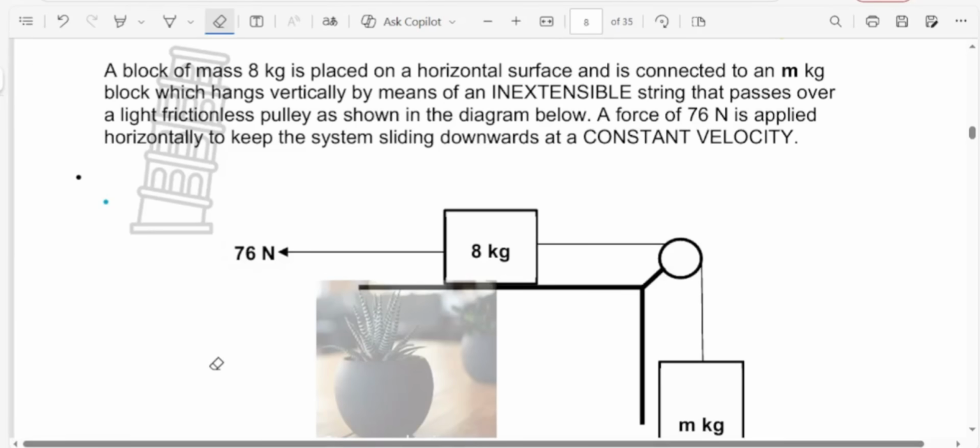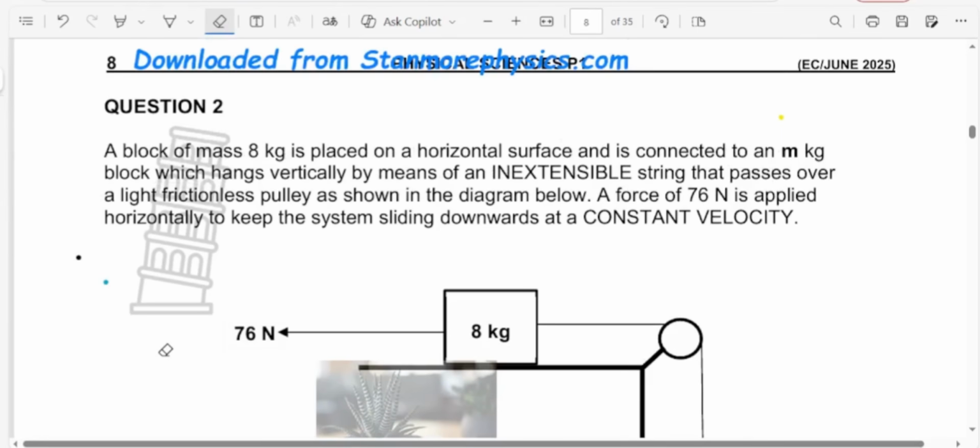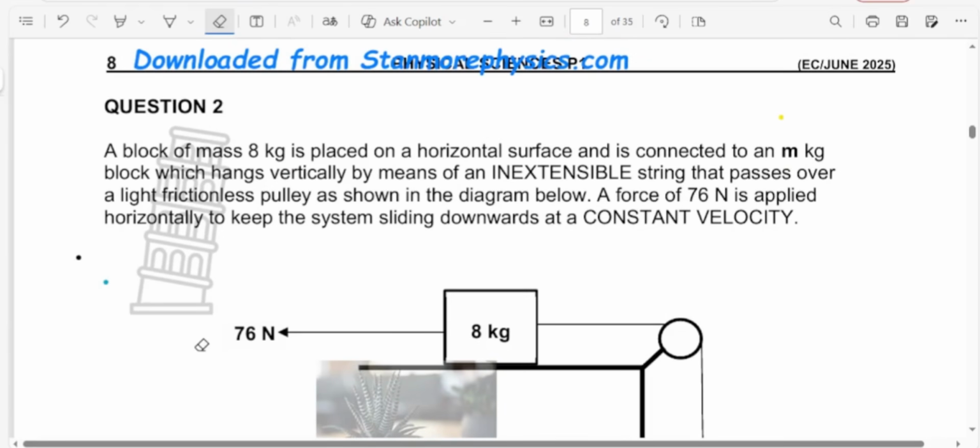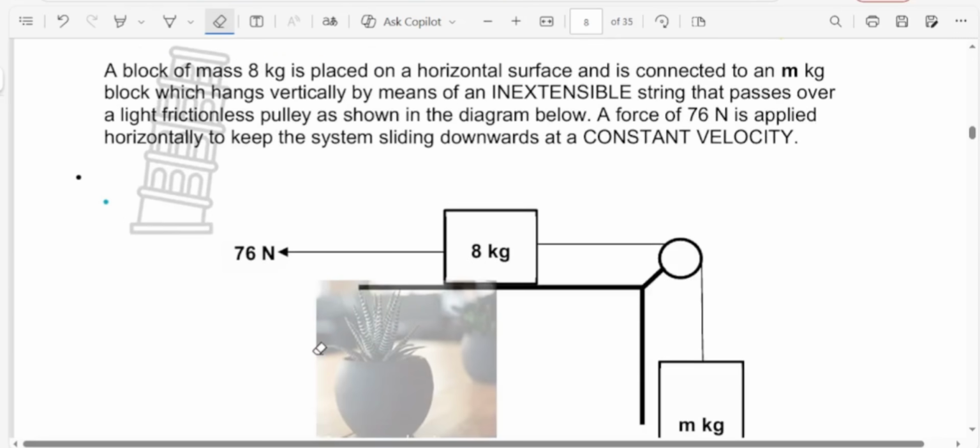Okay, this is the question 2 problem. It has to do with Newton's law. So now on this question 2, we have a block of mass 8 kg placed on a horizontal surface, and we can see that it's connected to m kg, the hanging object, the mass is m.